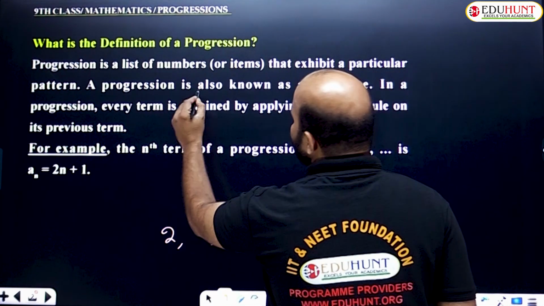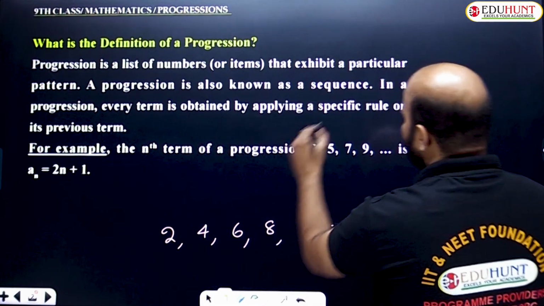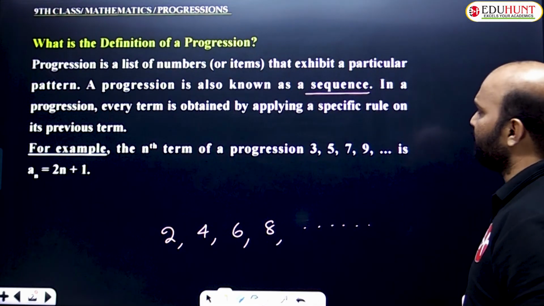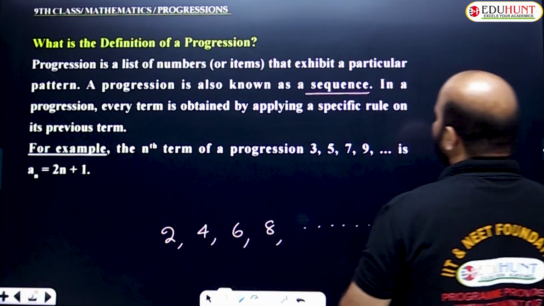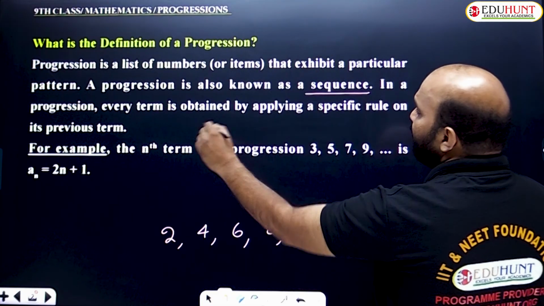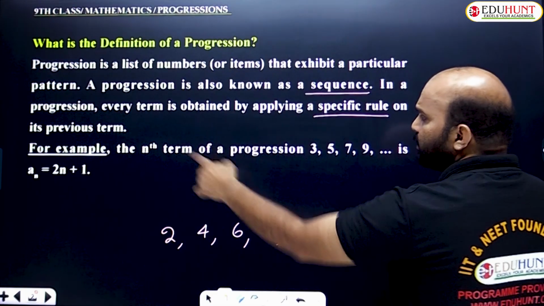A progression is also known as a sequence. I already told you in my previous class the definition of sequence and types of sequence. So a progression is also known as a sequence. In a progression, every term is obtained by applying a specific rule on its previous term.